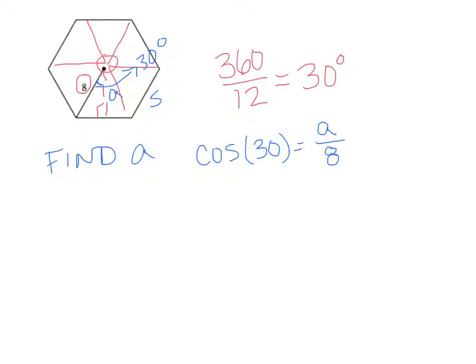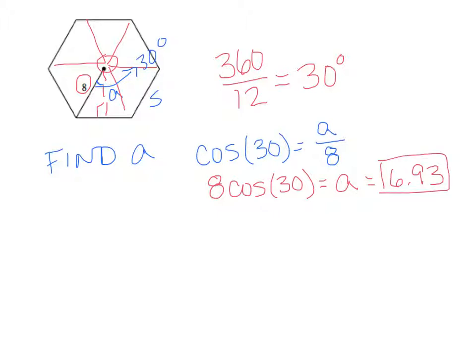So now we're going to have to do a little bit of algebra to solve this. Multiply both sides by 8. So you end up with 8 cosine of 30 equals the apothem. And when we utilize our calculator in degree mode, since we're dealing with degrees, we end up with an apothem measure of about 6.93.